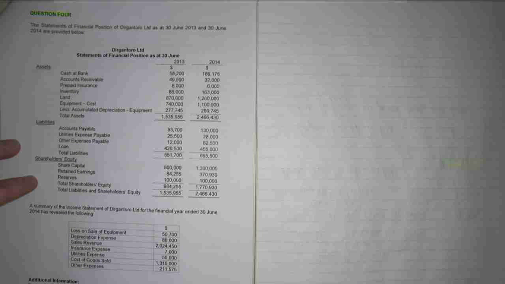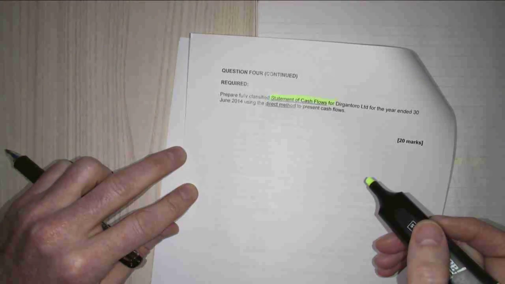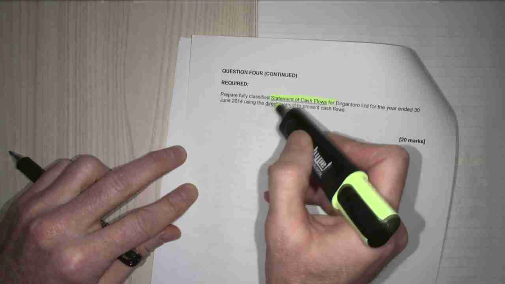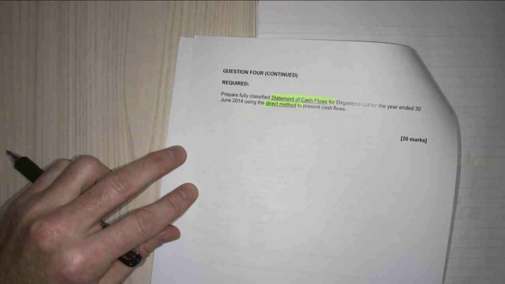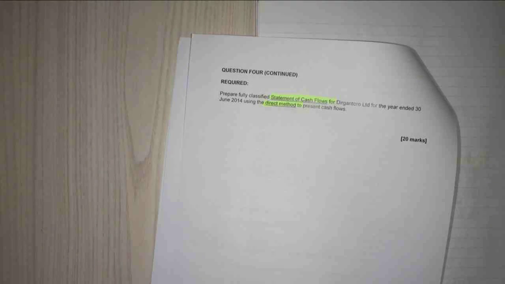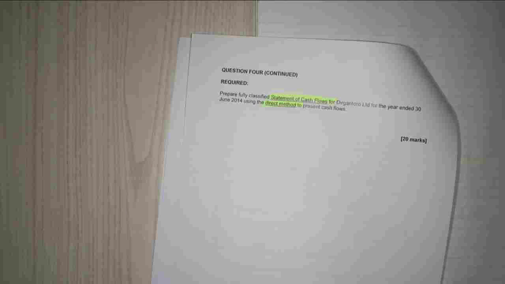What it says over the page is: prepare a fully classified statement of cash flows for Digger, using the direct method, for the year ended 30th of June 2014. So I know I've got to prepare a cash flow statement, so I'm looking for my cash transactions.